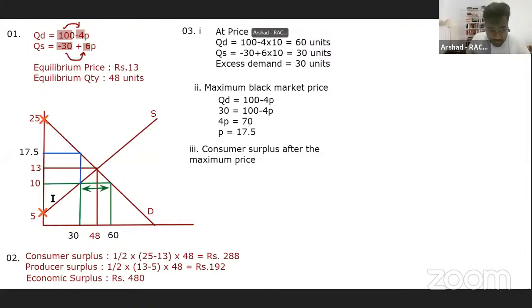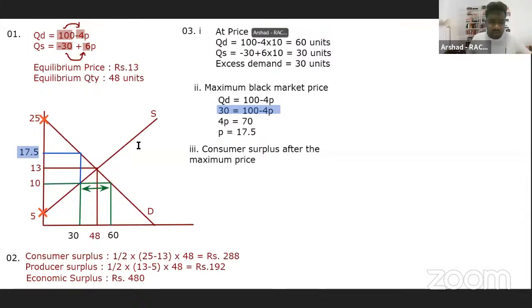You find out for the quantity supplied. So at the price of 10, the quantity supplied is 30. So for this supply of 30, what is the price consumers are going to buy that 30? So to buy 30, we look at the demand. That is why we draw a line upwards to the demand curve. To buy 30 units, what is the price consumers are willing to pay? So we take the demand equation, we substitute 30 there. For QD, we put 30. And then we find this 17.5. That's how the black market price came. Right. Now, consumer surplus after the maximum price.